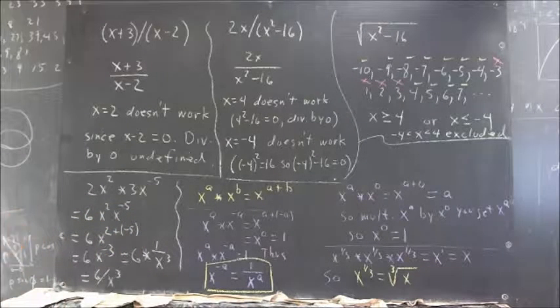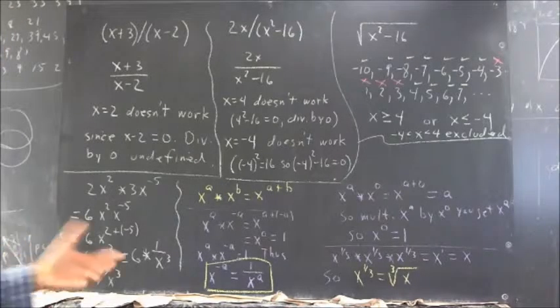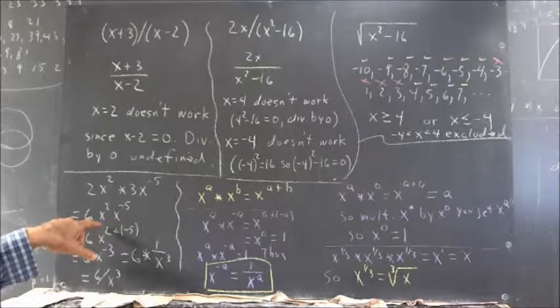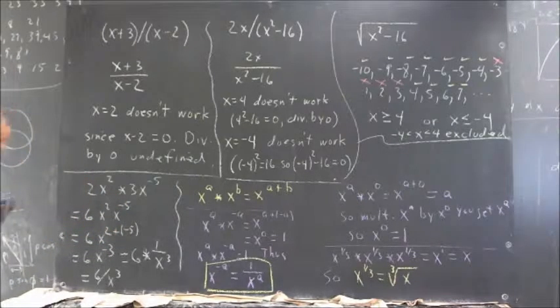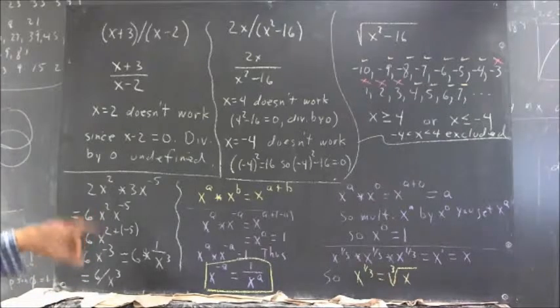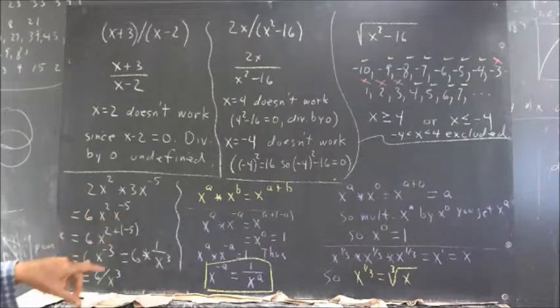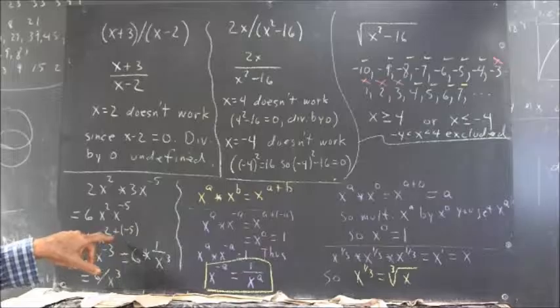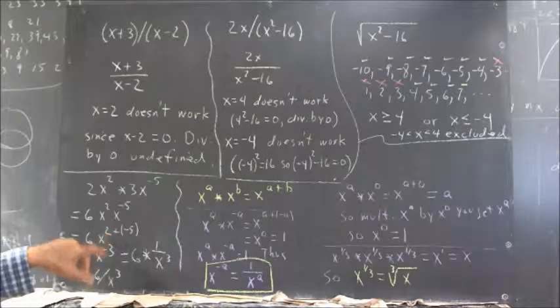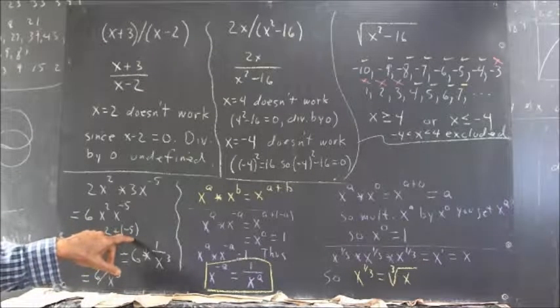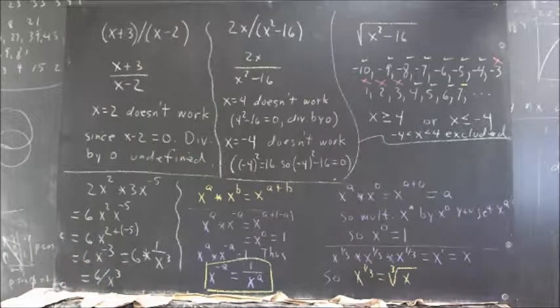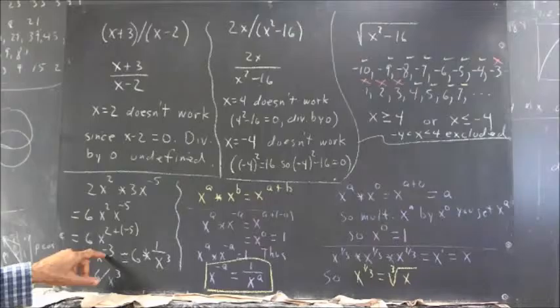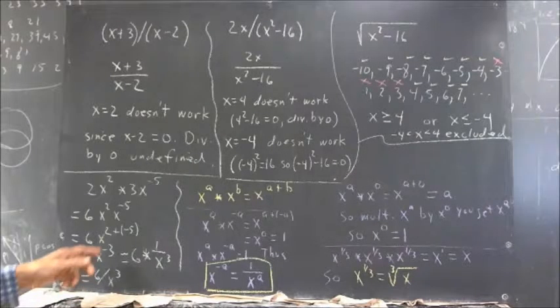Now, people pretty much remember the rule for multiplying numbers of the same base with different exponents. You add the exponents, so that x squared times x to the negative fifth will be x to the 2 plus negative 5. Okay, 2 plus negative 5 is negative 3, so we have 6x to the negative 3. Now, what is x to the negative 3?